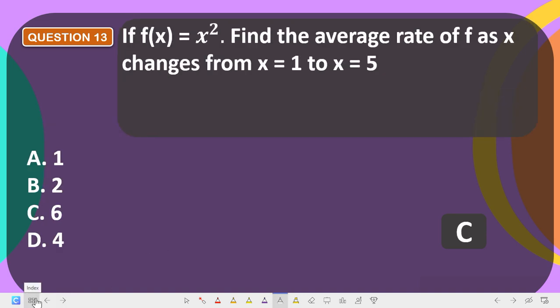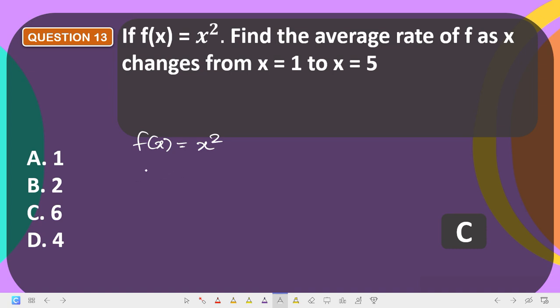Now, the next question says, if f of s is equal to s squared, find the average rate of f as s changes from s equals 1 to s equals 2. Now, average means what? You add both of them together and divide by 2. That is what average is talking about.